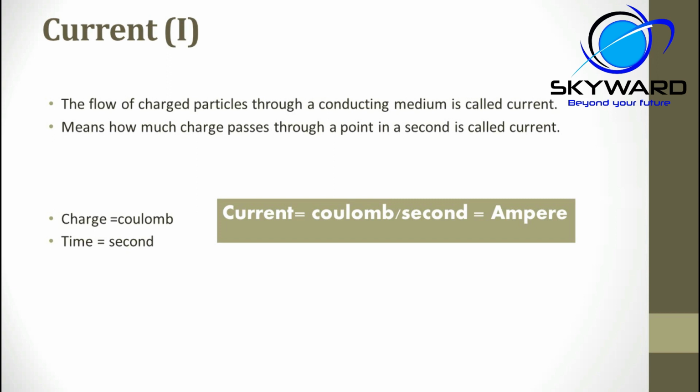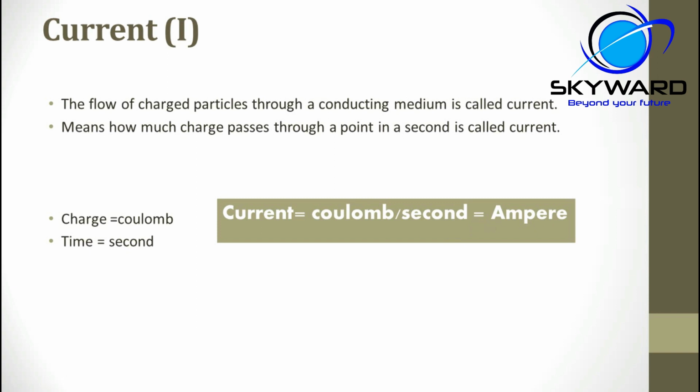It means how much charge passes through a point, from one point to another. How much charge particle passes through a point in a second is called current. Charge is measured in coulombs and time in seconds. So current is equal to coulomb divided by second, which is ampere. So current is measured in amperes, that is its unit.